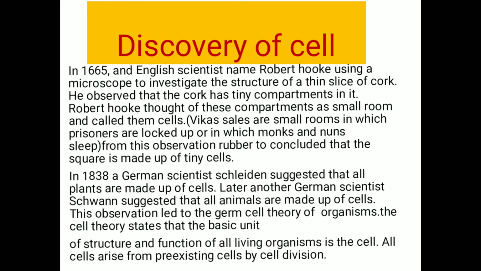Robert Hooke thought of these compartments as small rooms and called them cells, because cells are the smaller rooms in which the prisoners are locked up or in which the monks and nuns sleep. From this observation, Robert Hooke concluded that the cork is made up of tiny cells.